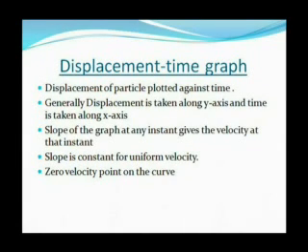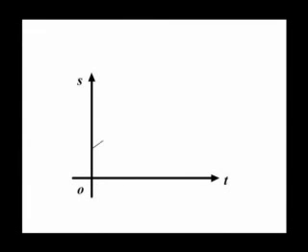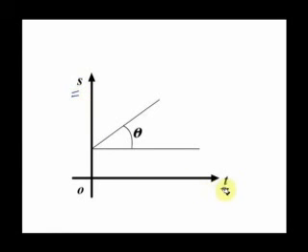Now let's talk about displacement time graph. In displacement time graph, the displacement of particle is plotted against time. Generally we take displacement along y-axis and time is taken along x-axis. So first let's see a typical displacement time graph. So here, as you can see, the displacement is being taken along y-axis and the time is being taken along x-axis.